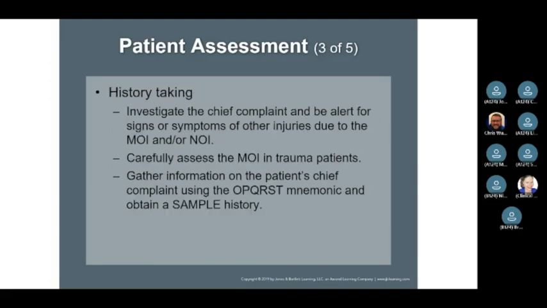Your history taking. Investigate the chief complaint and be alert for signs and symptoms of other injuries due to the mechanism of injury and/or nature of illness. Carefully assess the mechanism of injury in trauma patients. The next table in your book, table 27.2, lists some mechanisms of injuries that can give clues about internal bleeding. With substantial trauma, assess the entire patient, looking for the source of the problem, any pre-existing illnesses, and other issues. Gather information on the patient's chief complaint using the OPQRST mnemonic and obtain a SAMPLE history.